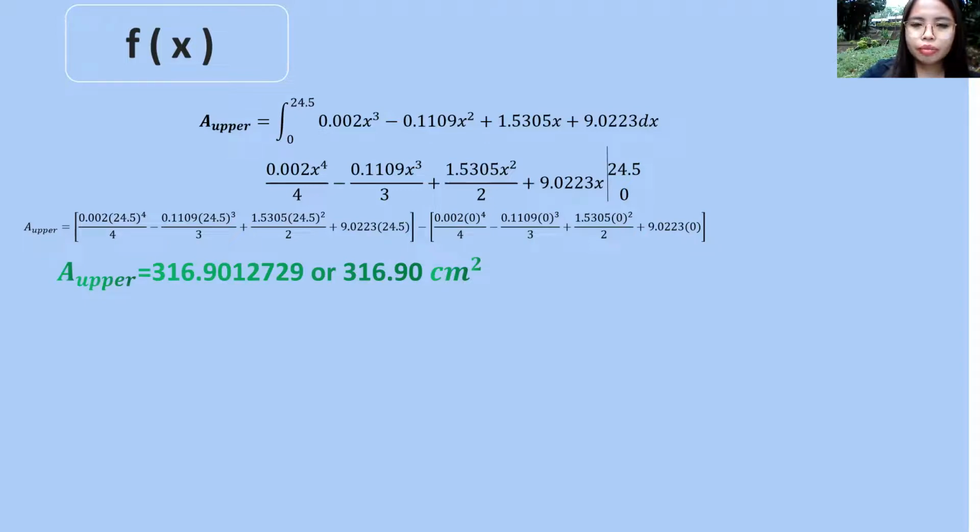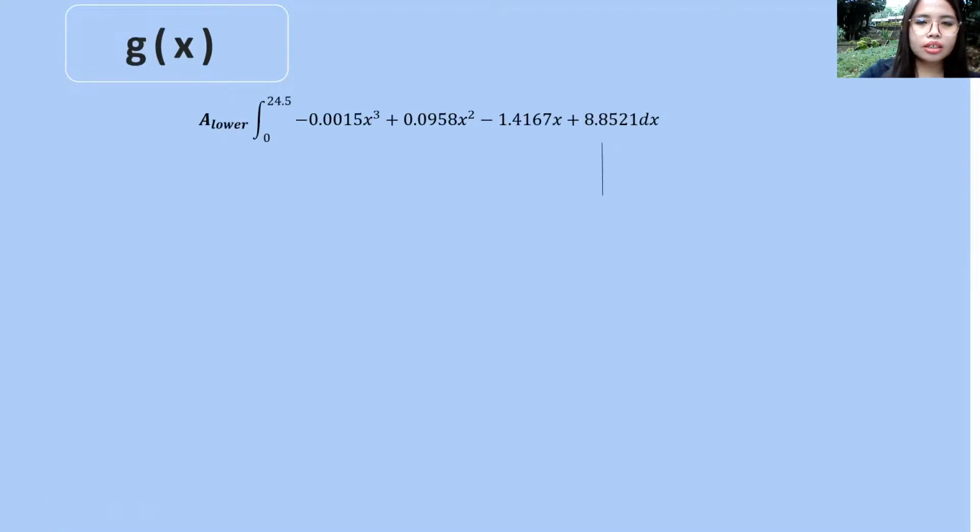Because previously, we used a graphing paper, and the length of each grid is 1 centimeter. And then the next thing to do is to get the area of our lower curve down to the horizontal line, which we named as our g of x.